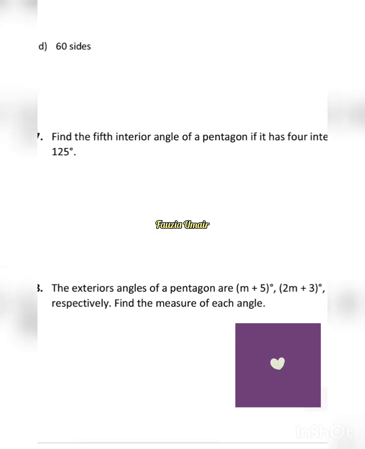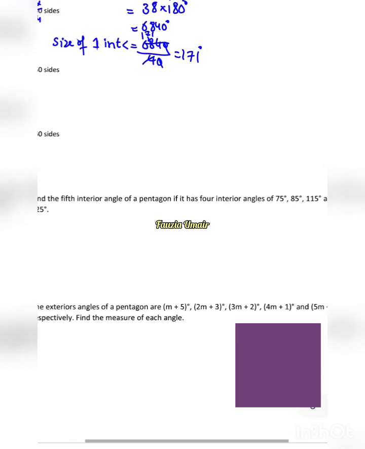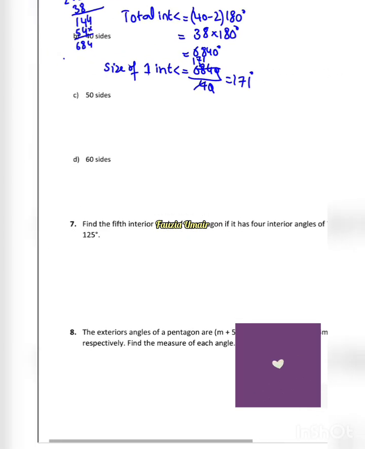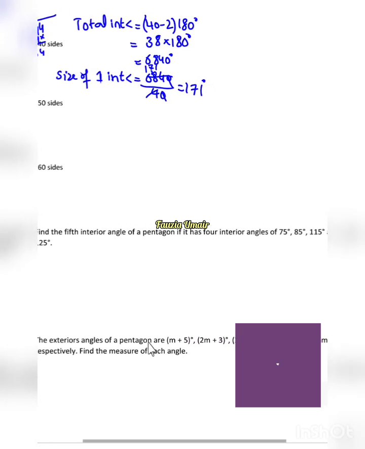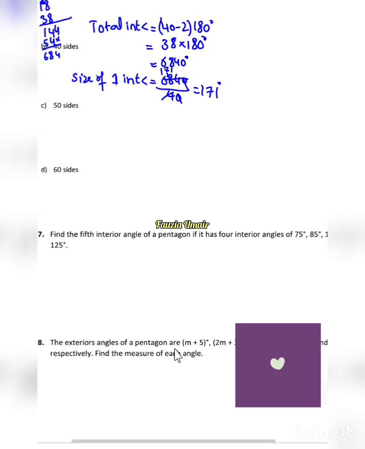The question is: find the fifth interior angle of a pentagon if the 4 are given to you. The figure is not drawn, but you have done these kinds of questions already, I think in question number 4. So the fifth angle we need to find, we will call this fifth angle x, and we know that the total interior angle of a pentagon is 540 degrees.